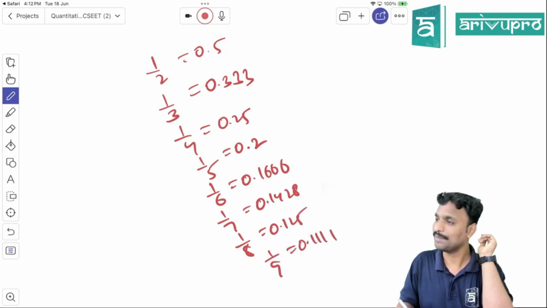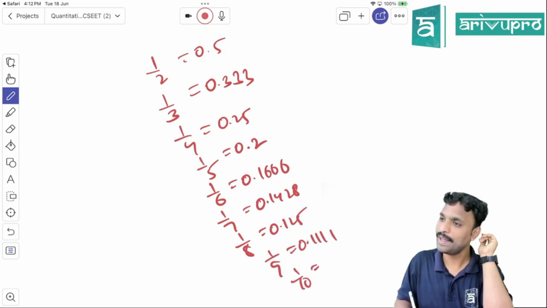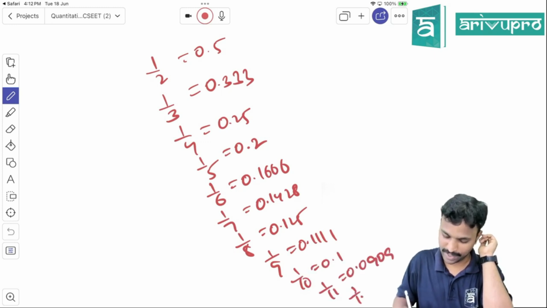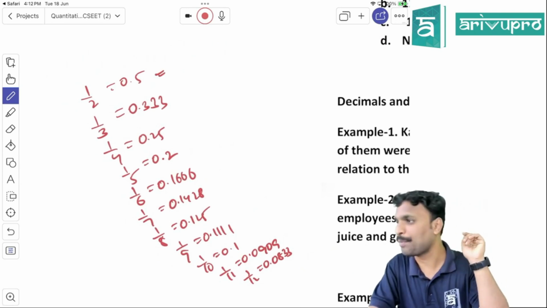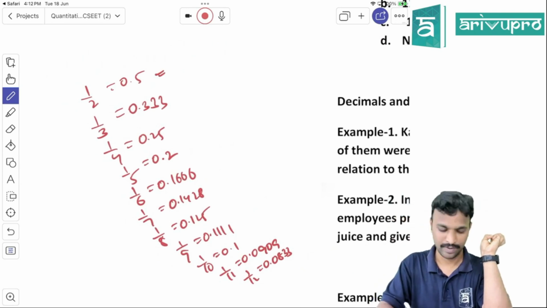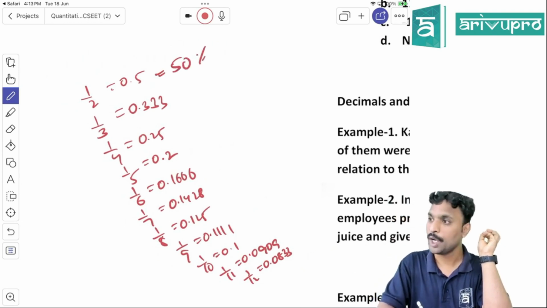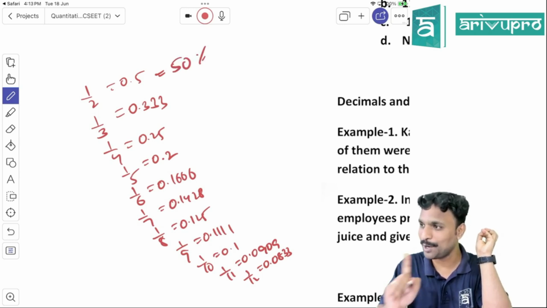1 by 9? What is 1 by 10? 1 by 11? 0.0909. 1 by 12? 0.0833. Tell me equivalent percentages. 0.5 means how much percent? 50%. For a 2-digit percentage, after the decimal there won't be 0.